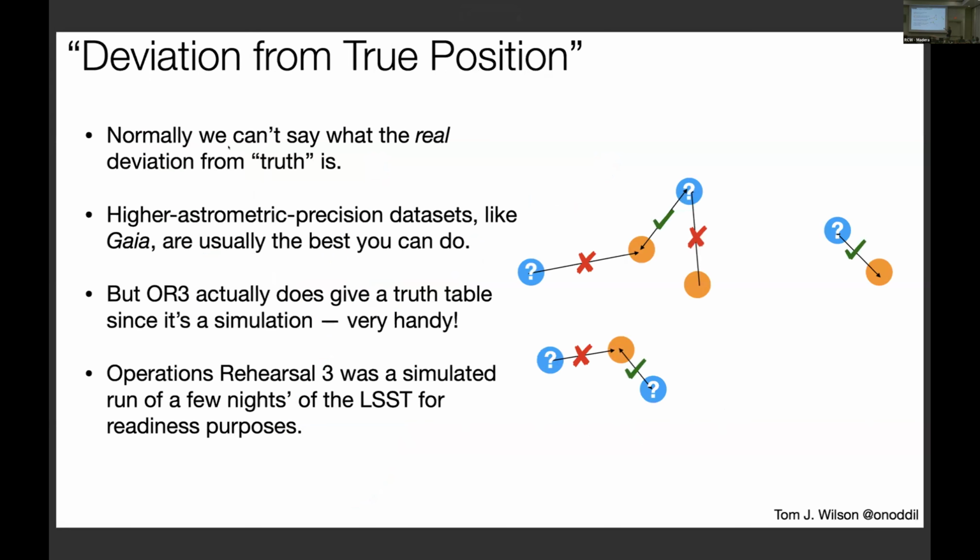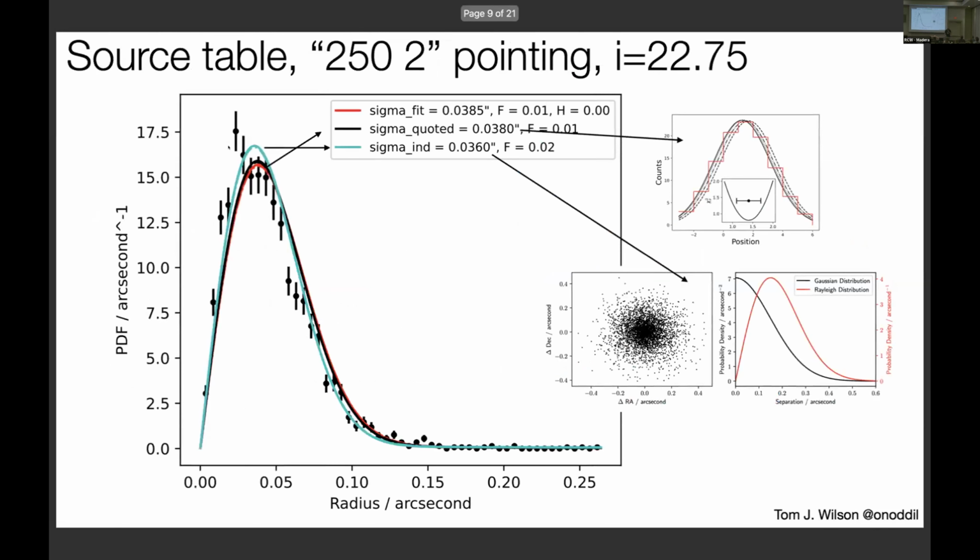We can do one better because Operations Rehearsal 3 was a simulation of a few nights of LSST. So we do literally have truth tables. That solves this problem. And that's why we're doing this test with the operations rehearsal data rather than data preview data, which we actually have now. But for an example, we're in the source table. So this is single visit reductions for the RA of 250, declination of 2 pointing that was simulated at just shy of 23rd magnitude.